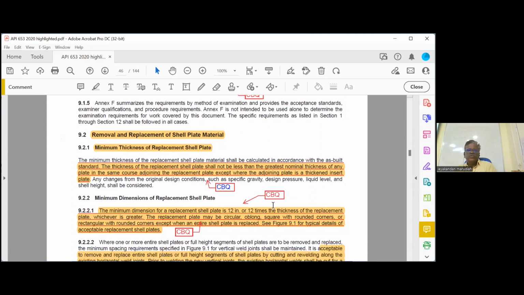Then this is a closed book question. The minimum dimension for a replaced plate is 12 inch or 12 times thickness, whichever is greater. Very, very important, closed book question. Minimum dimension of replacement plate is 12 inch or 12 times thickness, whichever is greater.